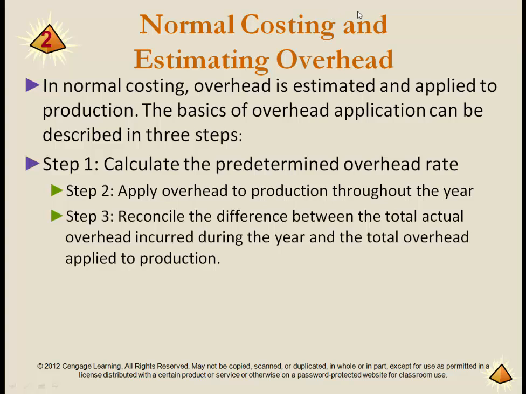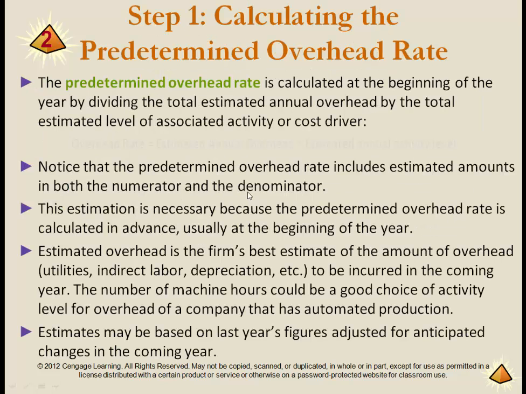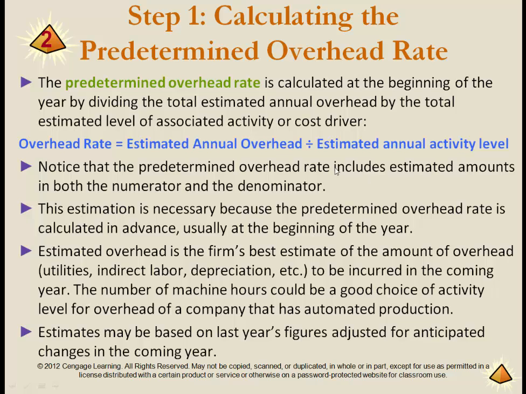So what we need to do in a normal costing system is estimate overhead. The way we do that, we calculate a predetermined overhead rate. That's the first step. Then we're going to look at applying that overhead to production throughout the year. And then we're going to look at the difference between the two. If you read through all this, what this is really saying is, what was my budgeted annual overhead? What was my budgeted annual activity? And you calculate what the difference is on some type of a predetermined overhead rate.